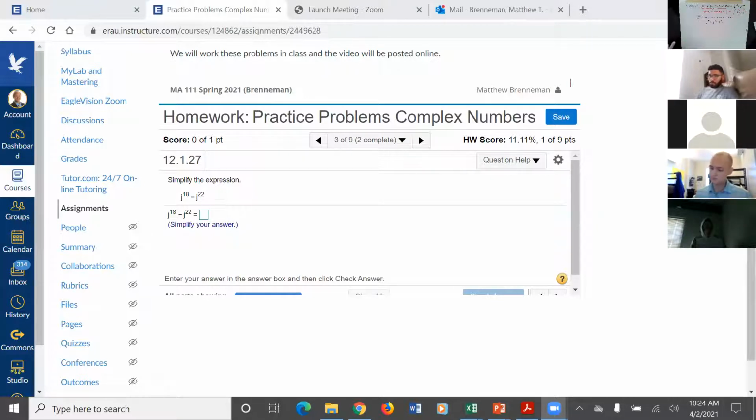And again, any exponent that 4 divides into evenly, any exponent that can be written as a multiple of 4, is automatically 1. And this follows just from the basic definition of j. So we're left with j squared, which is negative 1. All right.